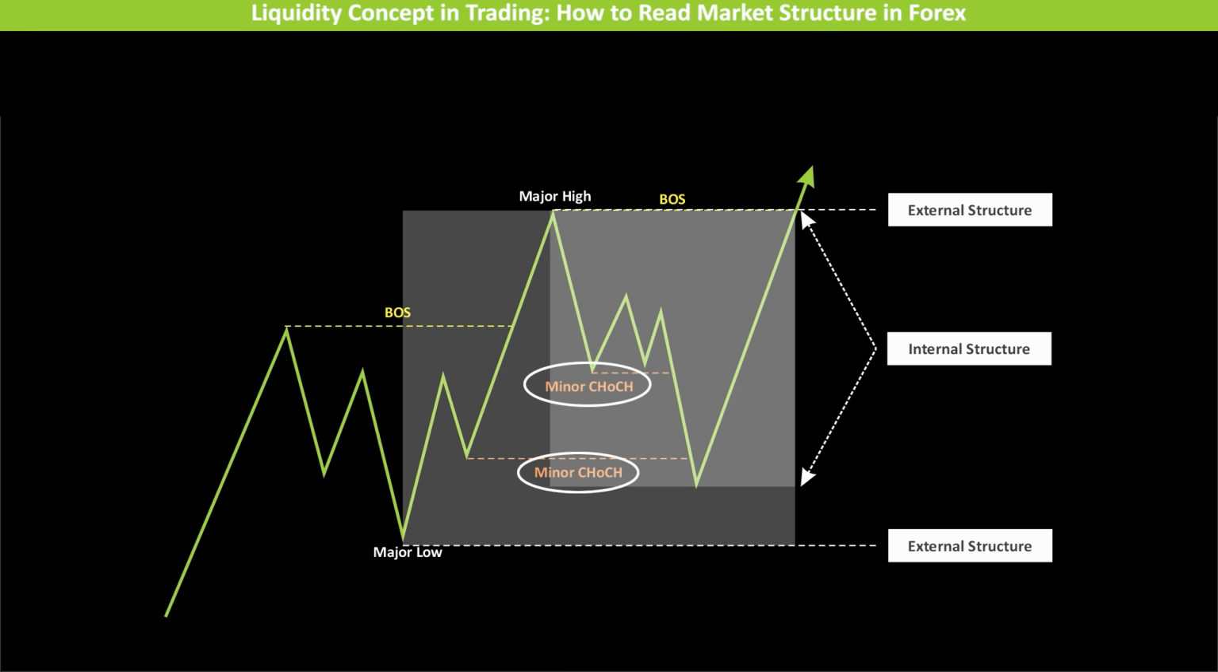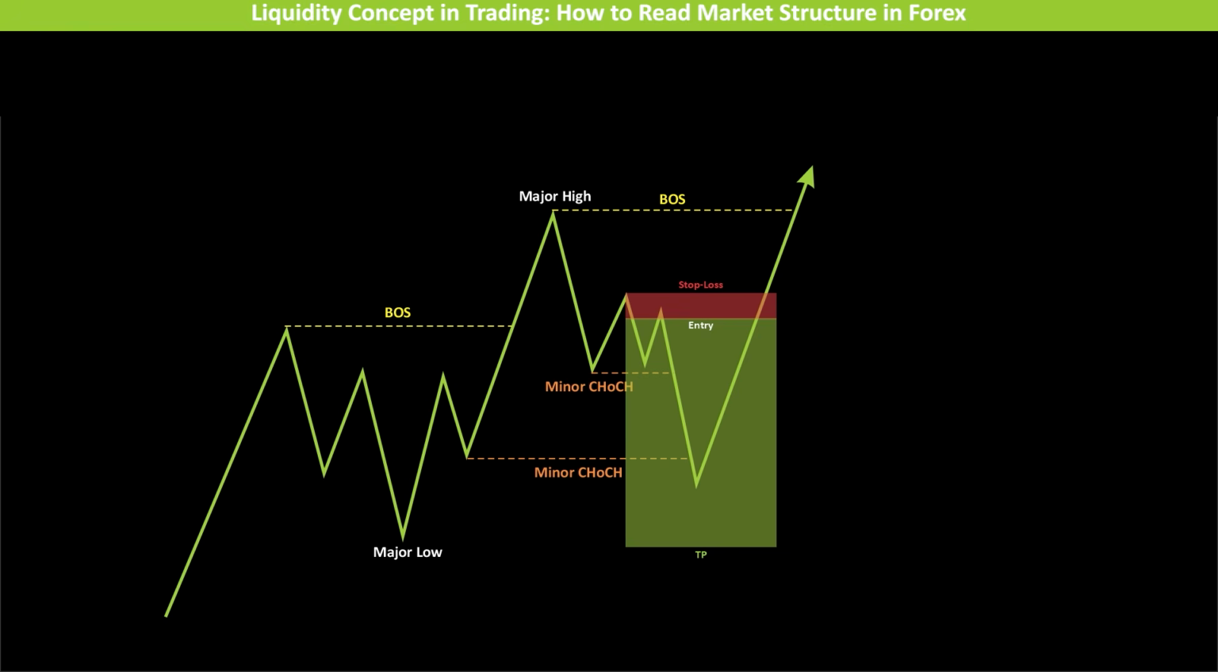It's crucial to understand that a minor change of character alone should not be taken as an indication of a complete market structure shift. Here, we encounter a common pitfall in the market. Many novice traders who have not properly identified the market structure often misinterpret a minor change of character as a signal for a reversal in market direction. Believing that the bullish phase has ended, they might think it's an ideal time to enter a short position. Typically, they place their stop loss just above the internal high. However, contrary to their expectations, after a brief retracement, the price climbs again and continues its upward trajectory.